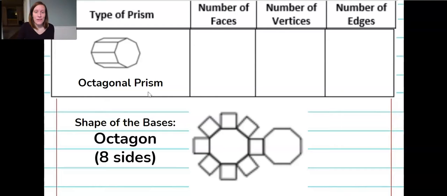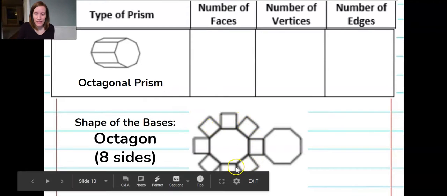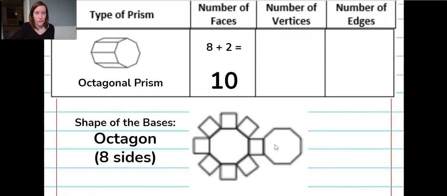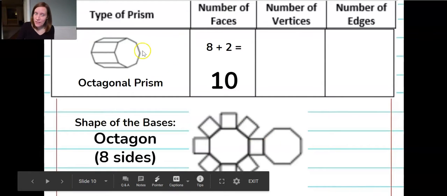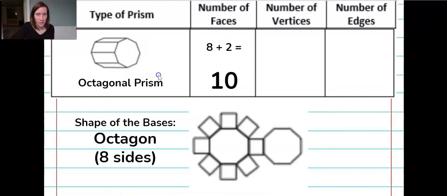So we are going to have 8 rectangles, 1, 2, 3, 4, 5, 6, 7, 8, that connect our 2 octagon bases. 8 plus 2 is 10 total faces. Again, we use the 8 for our number of vertices: 8 on one end and 8 on the opposite end. 8 times 2 is 16 vertices.